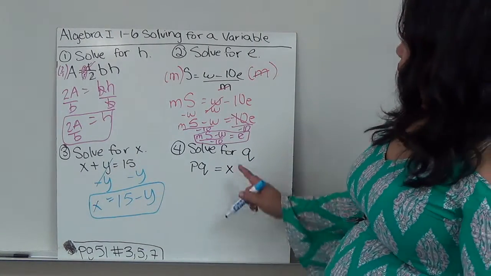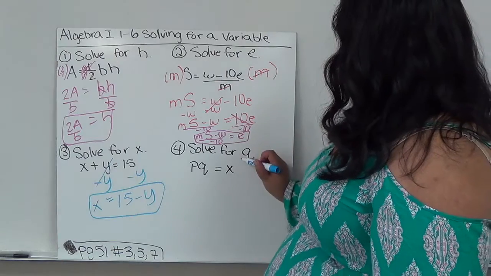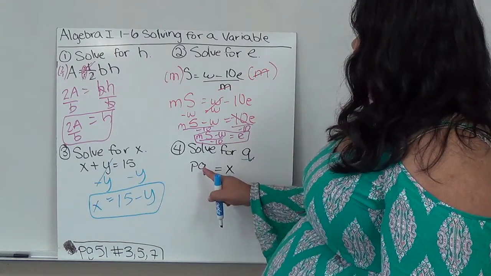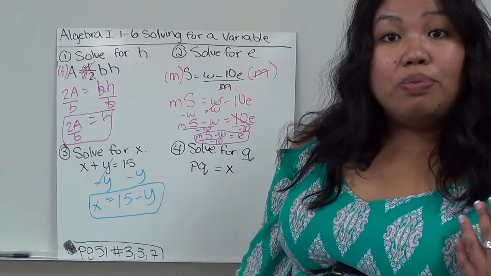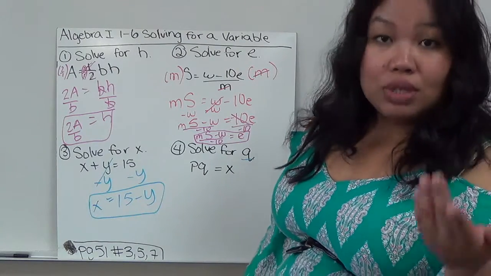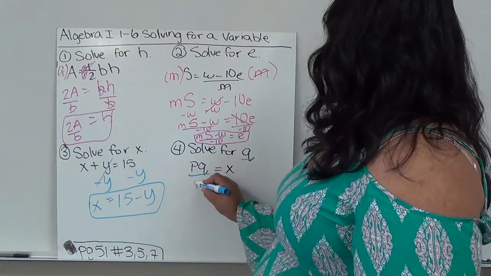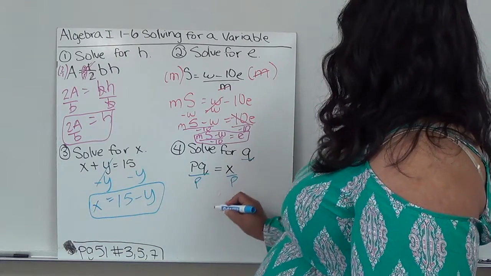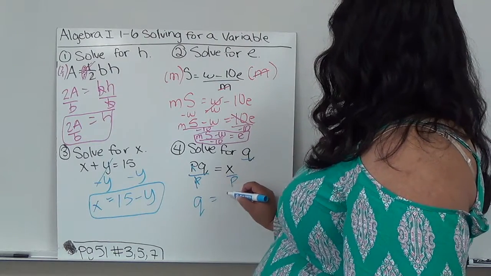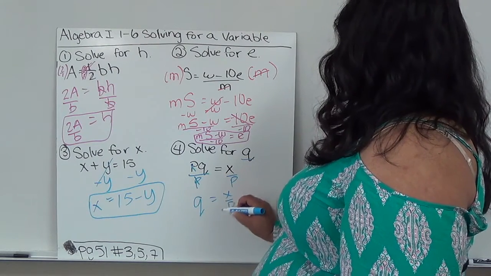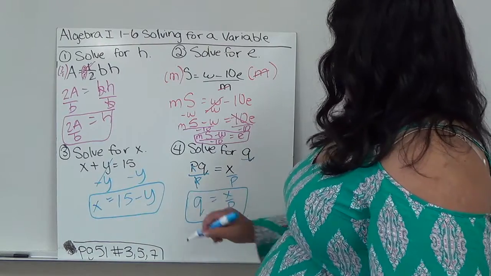Alright? My last one is PQ equals X. I'm solving for Q, and it's being attached by P through multiplication. I need to get rid of P. So since it's being multiplied by P, I need to divide by P. So I'm going to divide by P, divide by P. I end up with this canceling out and just Q, bring down that equal sign, and X over P.